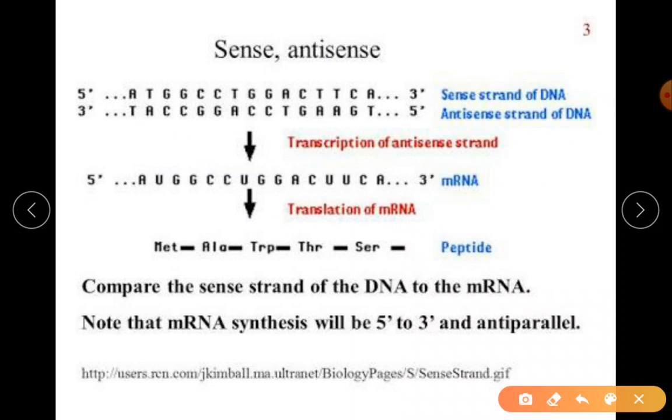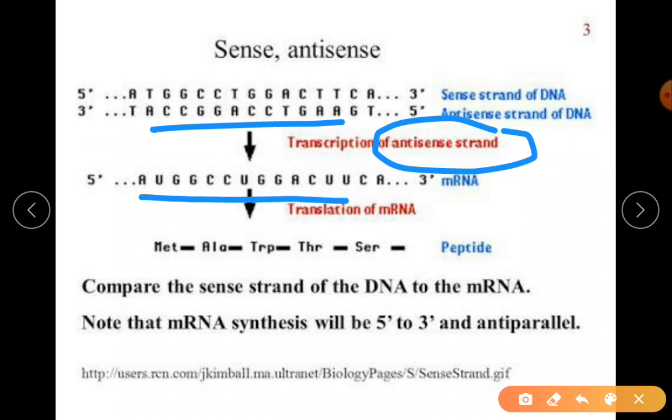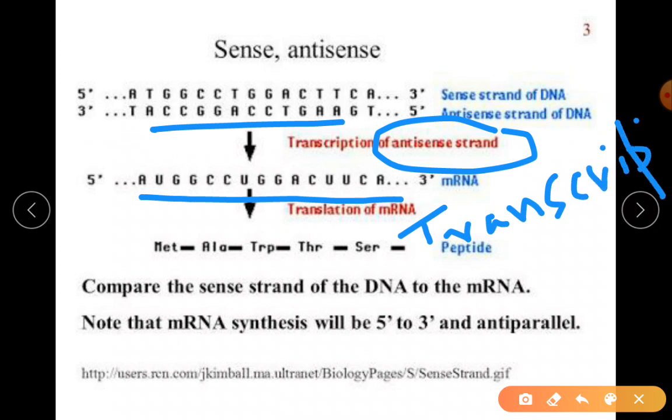So your antisense strand will be from the direction 3' to 5'. So the reading will be in this direction, 3' to 5'. This is the antisense strand. We call it the template strand also. So using this template strand, when I say template strand, antisense strand, it produces the transcript. Whatever product we get from transcription is called the transcript. So remember, transcript is your RNA.